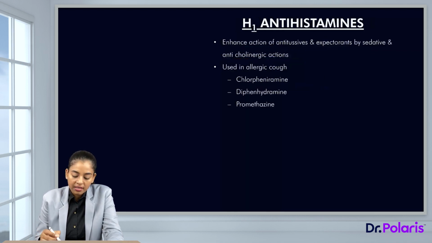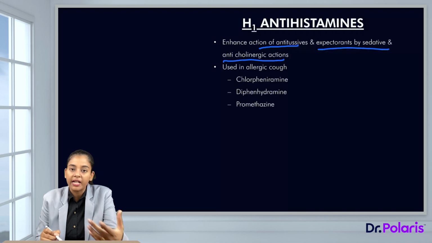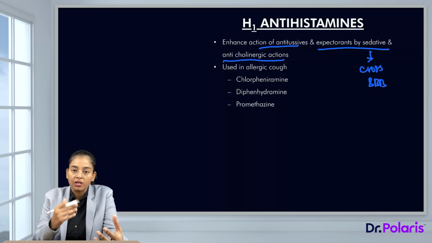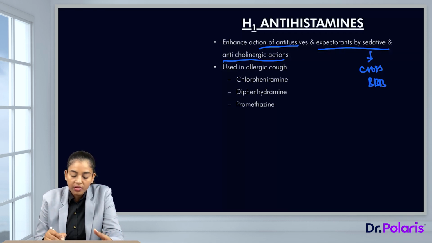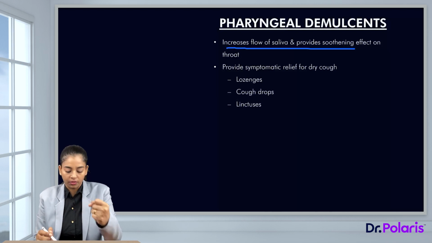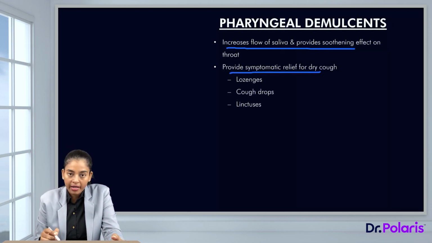H1 antihistamines enhance the action of antitussives and expectorants by sedative and anticholinergic actions. They have a sedative property because they cross the blood-brain barrier, and anticholinergic actions cause dryness of secretions. They are used in allergic cough, and the drugs include, as we already saw, chlorpheniramine, diphenhydramine and promethazine. Pharyngeal demulcents increase the flow of saliva and produce a soothing effect on the throat. They provide symptomatic relief for dry cough, and include lozenges, cough drops and linctuses.